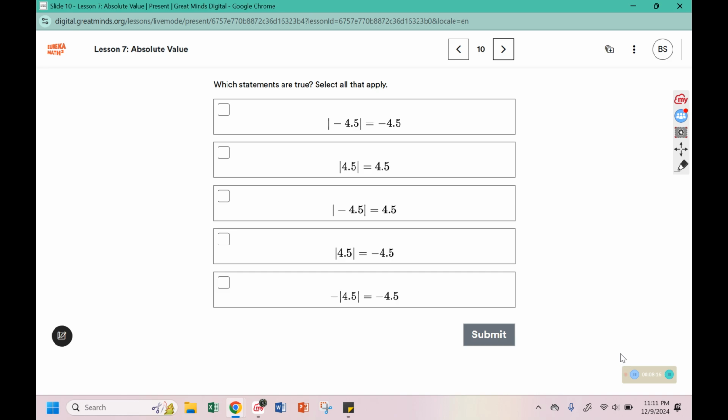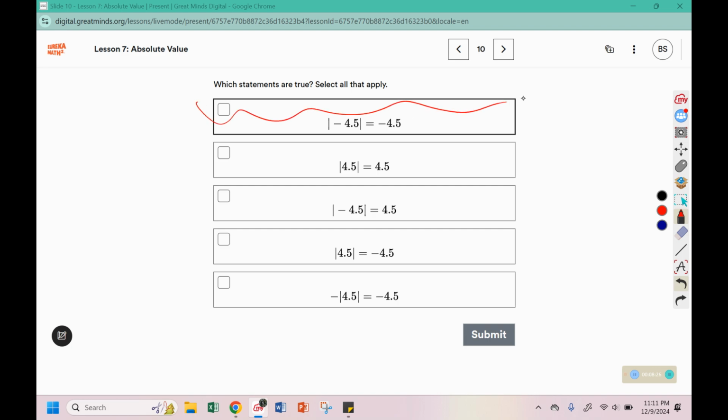Which statements are true? Select all that apply. The distance from negative 4.5 to 0 is 4.5. So it can't be this one. But it can be this one. The distance from 4.5 to 0 is 4.5. But it's not negative 4.5.